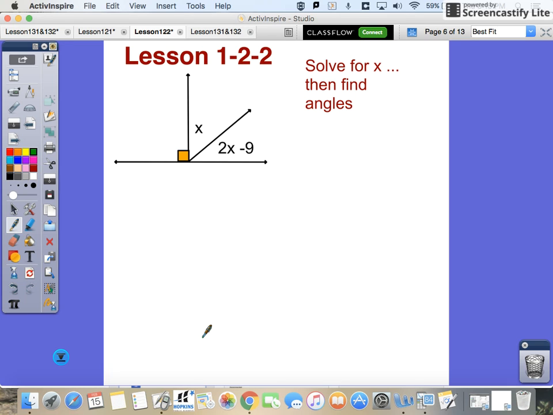All right, we are looking at lesson 122, and what we're going to do here is solve for x to calculate an angle measure. So a couple things here to start with. What we need to do is establish what sort of relationship there is between these angles. So what we know is that they make a straight line, which is 180 degrees.